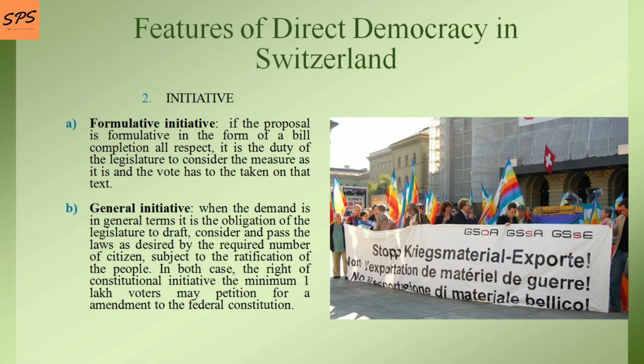Second one is general initiative. When the demand is in general terms, it is the obligation of the legislature to draft, consider and pass the laws as desired by the required number of citizens, subject to ratification of the people. In both cases, for the right of constitutional initiative, a minimum of 1 lakh voters may petition for an amendment to the federal constitution. Third feature is recall.